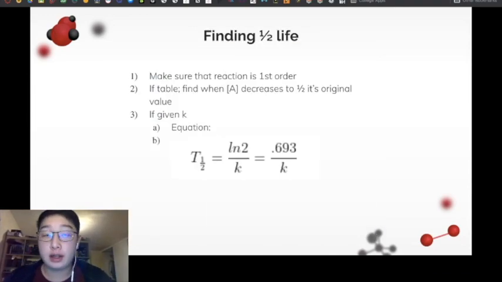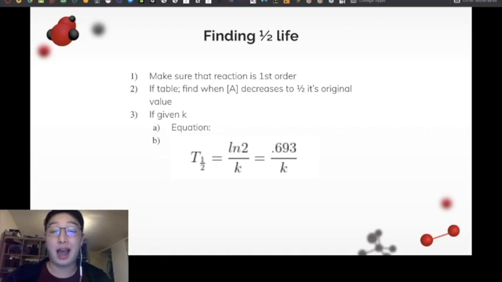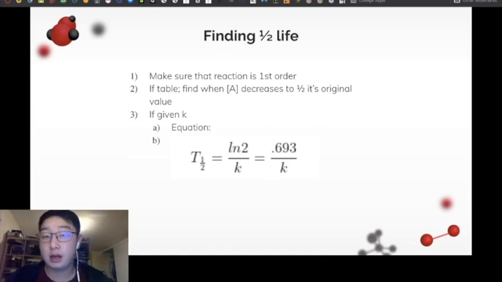The only other thing that you're occasionally asked to do is find the half-life, and the steps are really simple. First, you have to make sure that the reaction is first order, because if not, it will not have a consistent half-life, so you can't use this at all. Then, if there's a table, you find where the concentration of A decreases to half of its original value, and you can find the time interval there. That's probably not that hard. I'm sure you've done that before. And if you're just given k, or if you already found k, you can use this equation: t1/2 is equal to the natural logarithm of 2 over k. If you are doing the multiple choice, you will need to use the approximation 0.693, and you just plug it into this equation. That's it. There's really not that much.